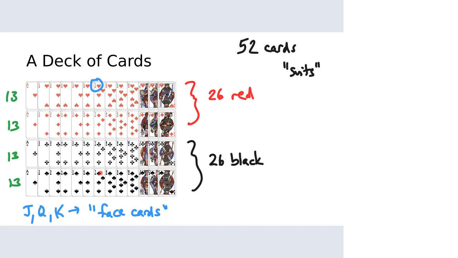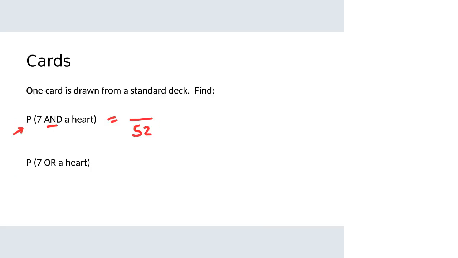So you know what? Sure enough, there is only one card in this whole deck. There's a 7 and a heart, and it's right there, the 7 of hearts. That's the only one. So we have one success and 52 outcomes. So Jennifer Summer, you're exactly right. Our probability of getting a 7 and a heart is 1 out of 52.